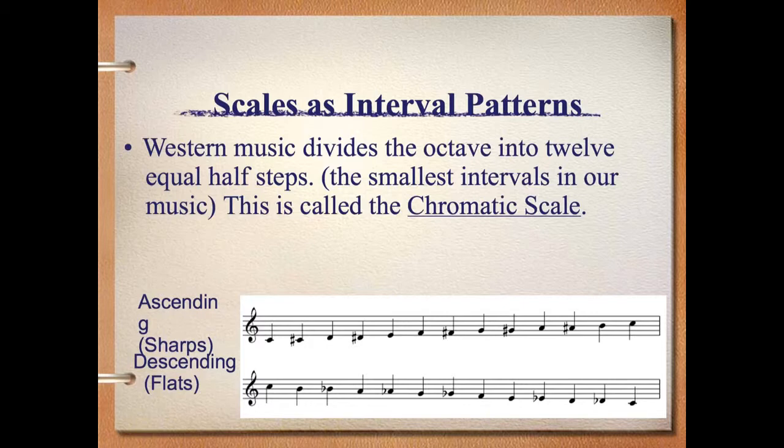chromatic scale. The chromatic scale meaning all chromatic half steps, C to C sharp, D to D sharp, E to F, the naturally occurring diatonic half step, and then F to F sharp, G to G sharp, and so on and so forth. As we come down the scale, we flat, B to B flat, chromatic half step, A to A flat, and we get this sound.